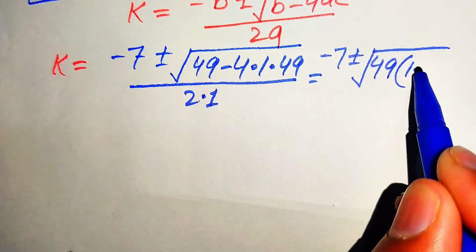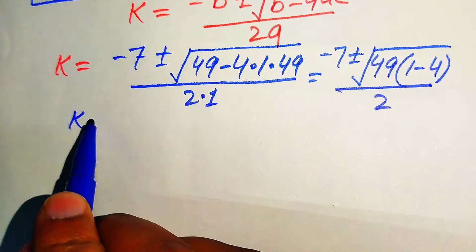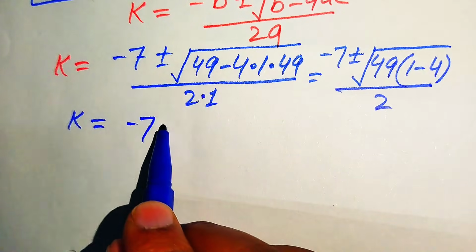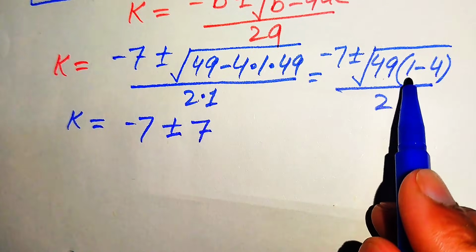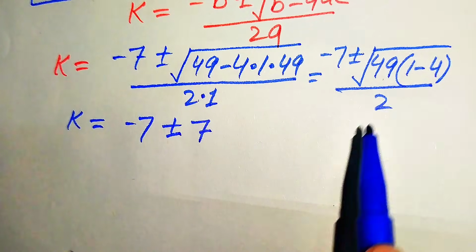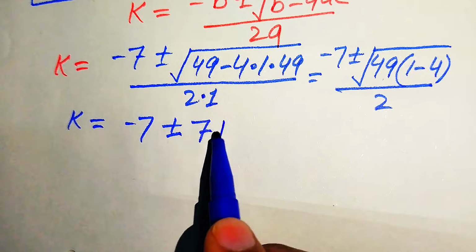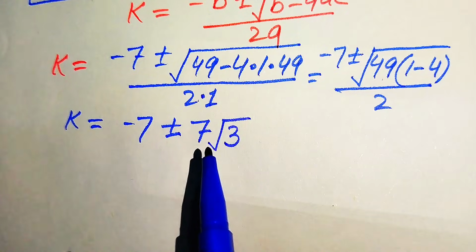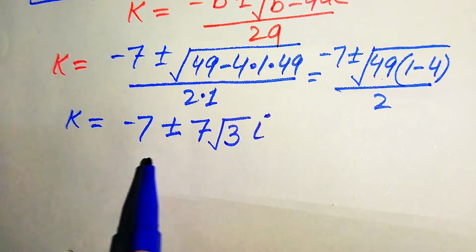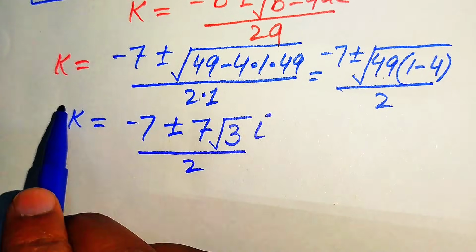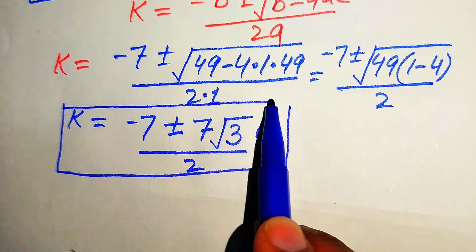After taking common 49, the remaining values are 1 minus 4, and it is divided by 2. So from here we get the values of k equal to minus 7 plus minus, we know that the square root of 49 becomes 7, and here we get the remaining values 1 minus 4, and 1 minus 4 becomes minus 3, and we know that the square root of a negative term becomes iota, so we get square root of 3 into iota, and it is divided by 2. So these are the other two complex roots of the given equation which we get here from equation number 1.